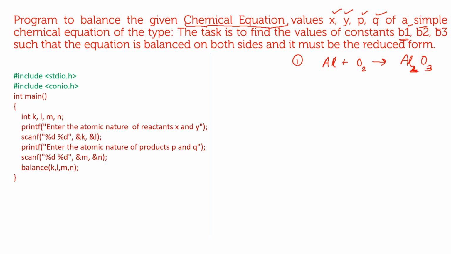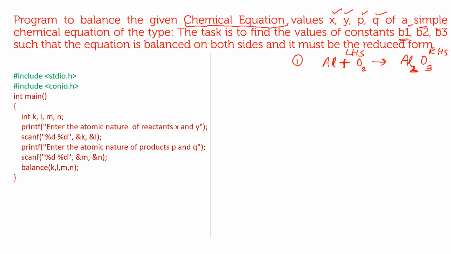Balanced means you have to make the number of atoms in both the LHS, the left hand side, and the RHS equal. So how will you balance the equation? So this is your equation. What is meant by balancing? You are going to make the number of atoms in both LHS and RHS equal. That is called balancing.